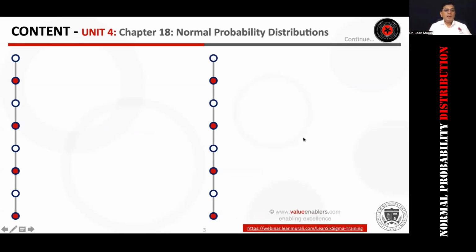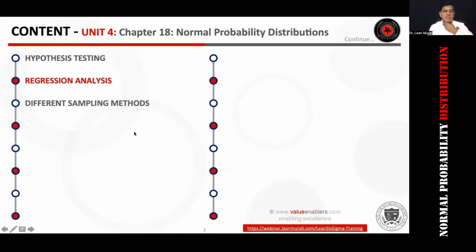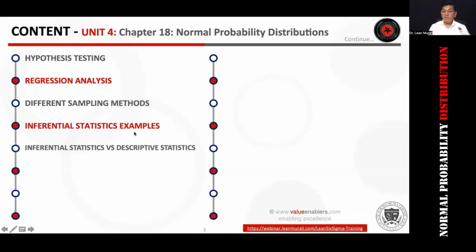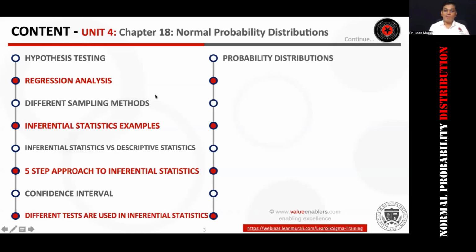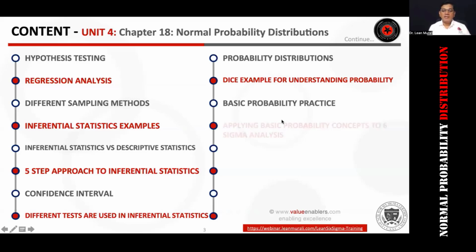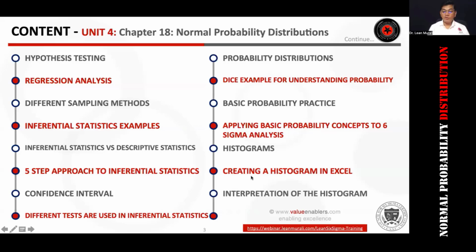Next, hypothesis testing, regression analysis, different sampling methods, examples of inferential statistics, the difference between inferential and descriptive statistics, and the 5-step approach, confidence interval, different tests that are used in inferential statistics, and probability distribution. Some examples and practice of basic probability, and how you use that in Six Sigma analysis. Histograms, creating histograms in Excel, and normal distribution.